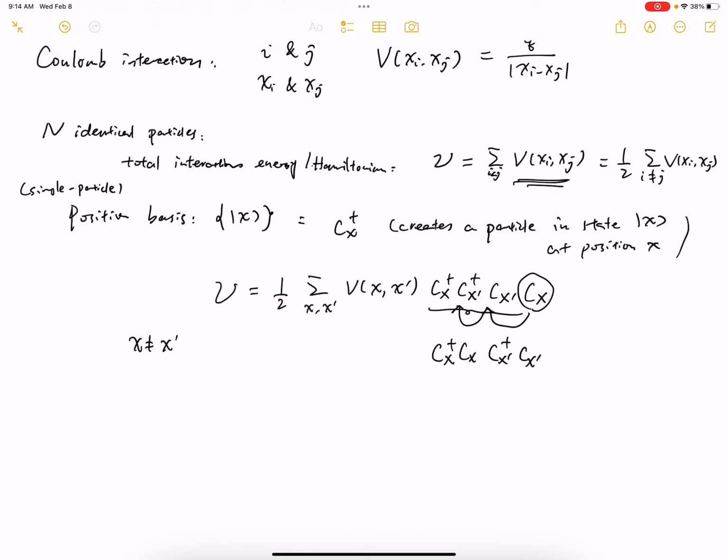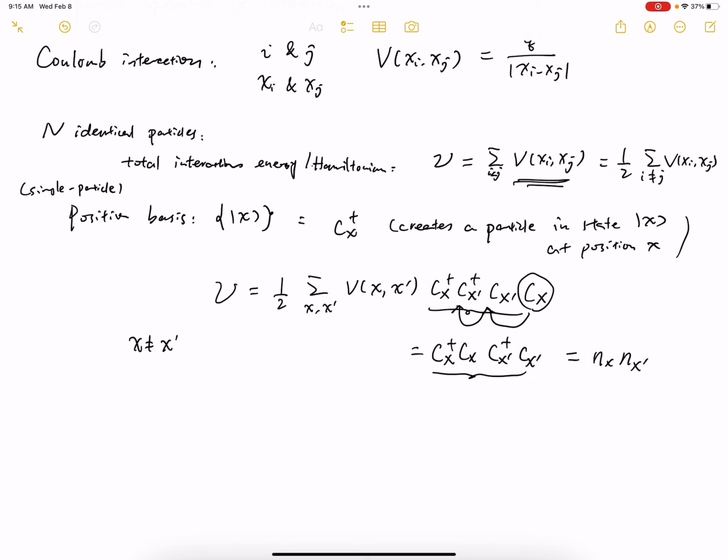And no matter whether it's bosonic or fermionic, no matter whether we are dealing with bosons or fermions, if you exchange twice, you always get the same thing, right? So this is going to exactly give you this part, right? So these two are exactly equal. And this one is not hard to understand. It's just nx prime.